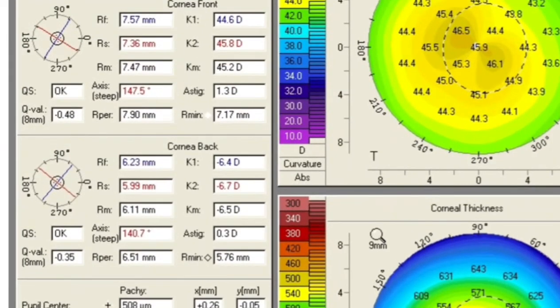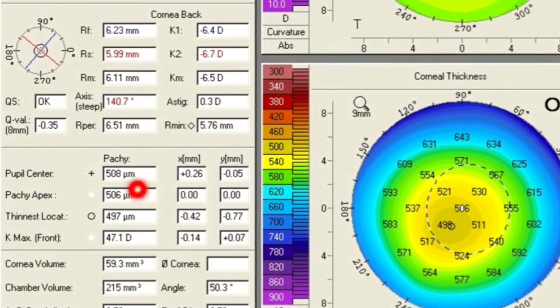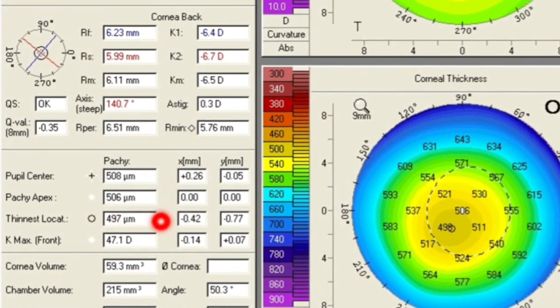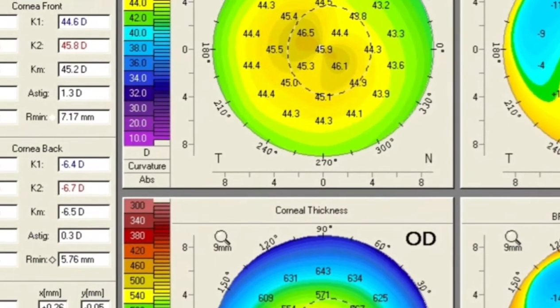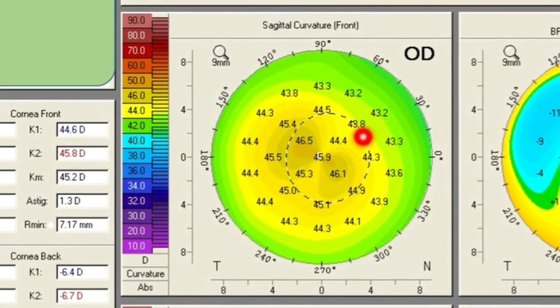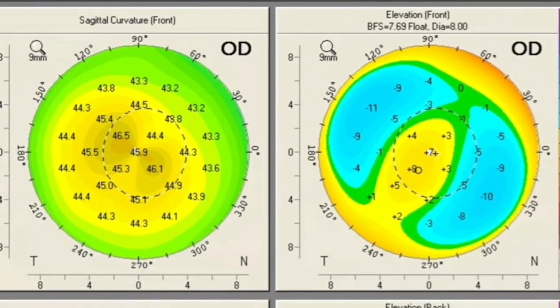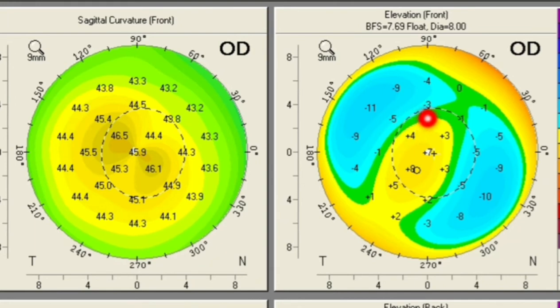Here the QS value, okay, the Q value is also normal. Now, let us move to the KMX value, 47.1, and the thinnest local is 497. So, it is less than 500 micron, but it is more than 470. So, it is normal. And now, if we look at this, there is a little bit of oblique astigmatism, but if you calculate the difference between this corresponding opposite point, it is less than 2.5. So, it is a normal cornea, and this is the thinnest local and the corresponding point is 8, 7. So, it is a borderline, and also in the central 5 mm area it is less than 18.